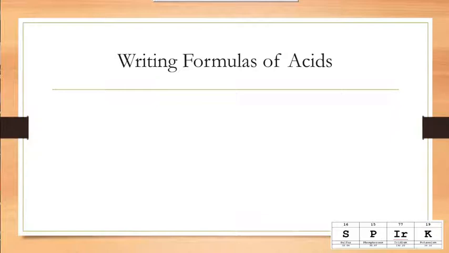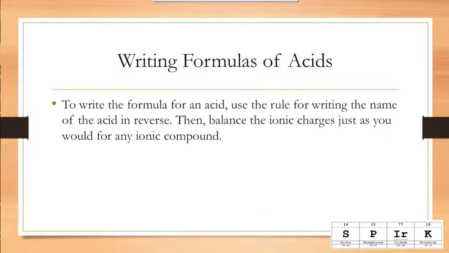So now we need to talk about writing the formulas of acids. To write the formula for an acid, we use the rule for writing the name of the acid, but just in reverse. Then we're going to balance the ionic charges just as you would for any other ionic compound.